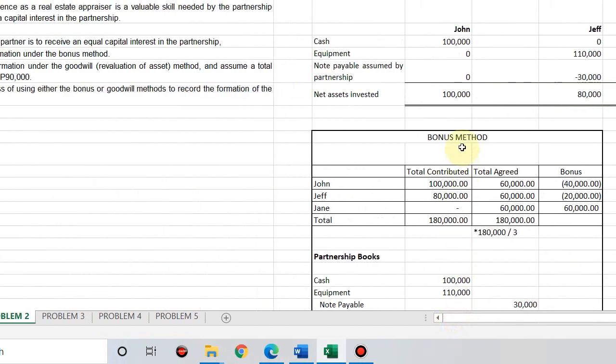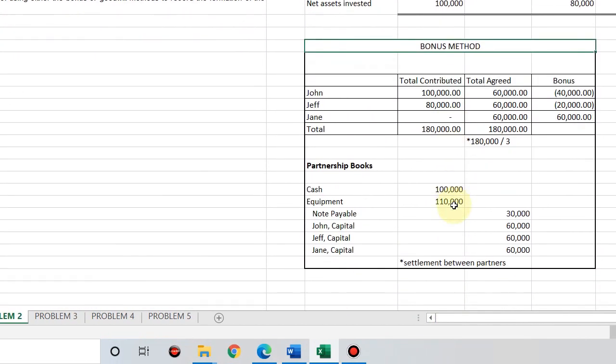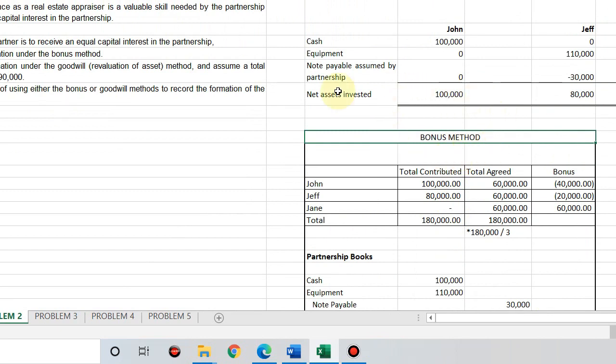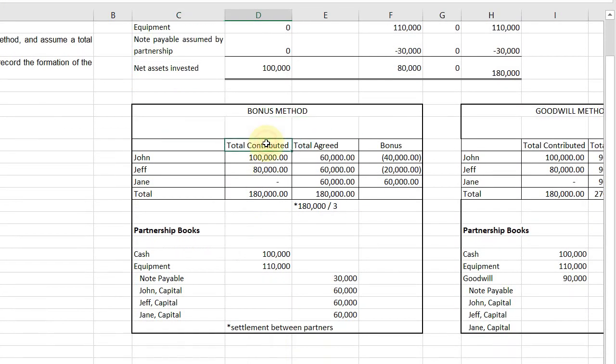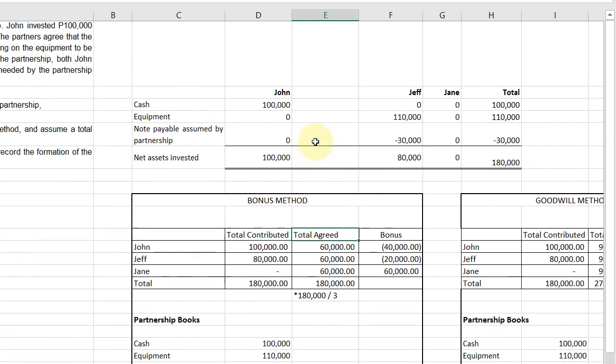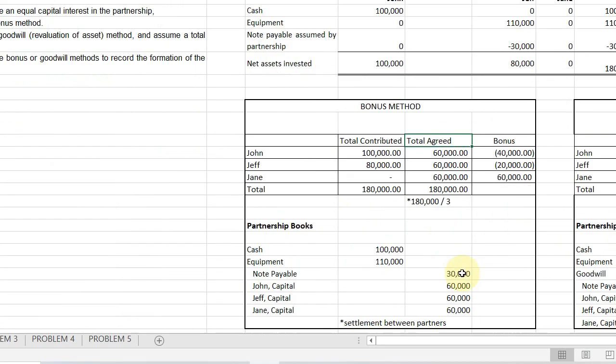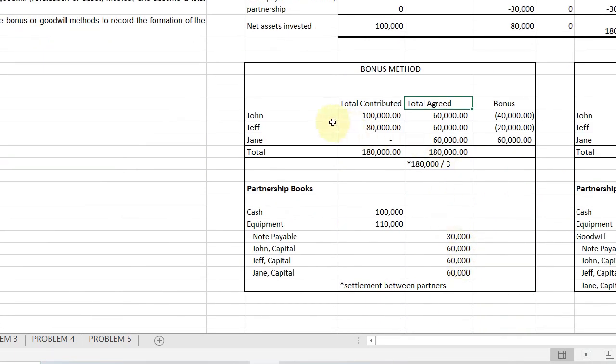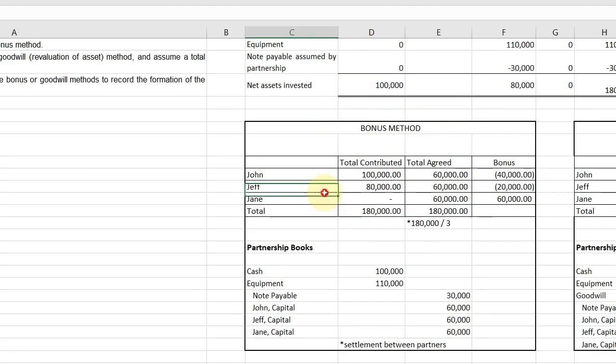Gawin muna natin si requirement 1, which is the bonus method. So, meron na tayong table sa taas. Gawin natin yung table ng total contributed sa total agreed. Ang gusto ay equal capital interest. Okay? So, let's do this. Si John, 100,000. Si Jeff, 80,000. Si Jane, wala, pero valuable yung kanyang contribution. So, total is 180. Okay?